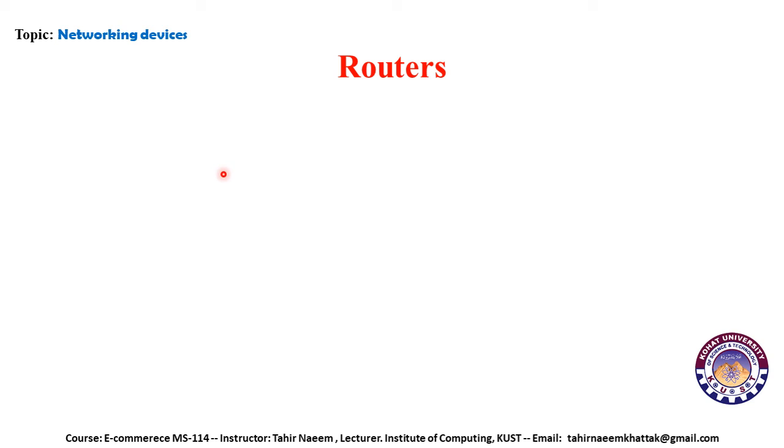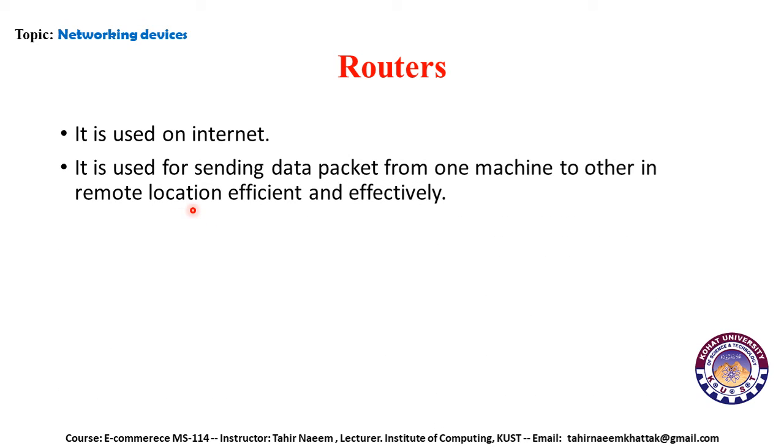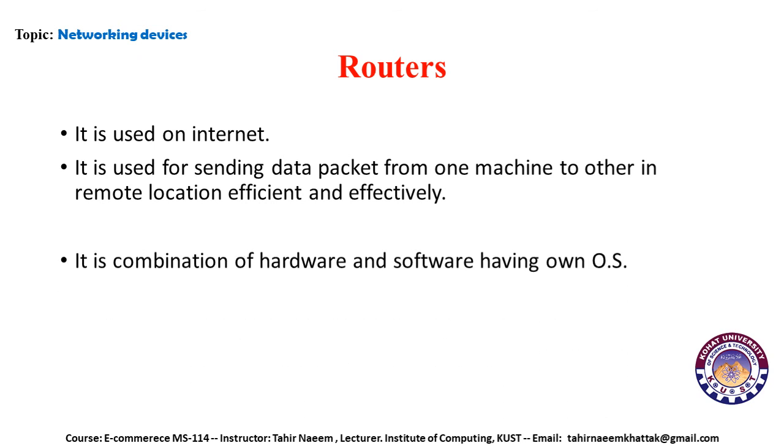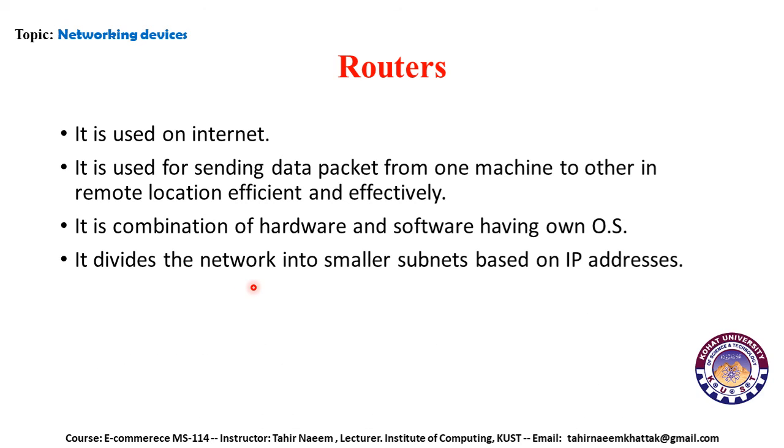Routers are very intelligent devices. They are basically used on the internet. It is a global device; there are thousands of routers placed on the internet. It is used for sending data from one remote machine to other remote machines efficiently and effectively. It is similarly a combination of hardware and software, having its own proprietary operating system. Routers divide the network into smaller subnets based on the IP address mechanism.